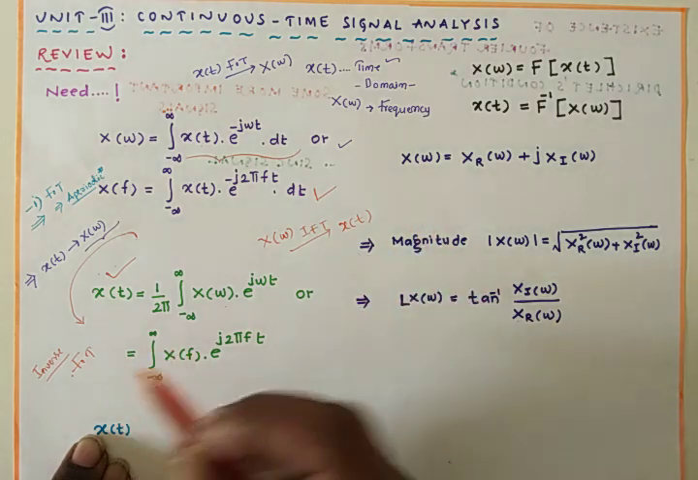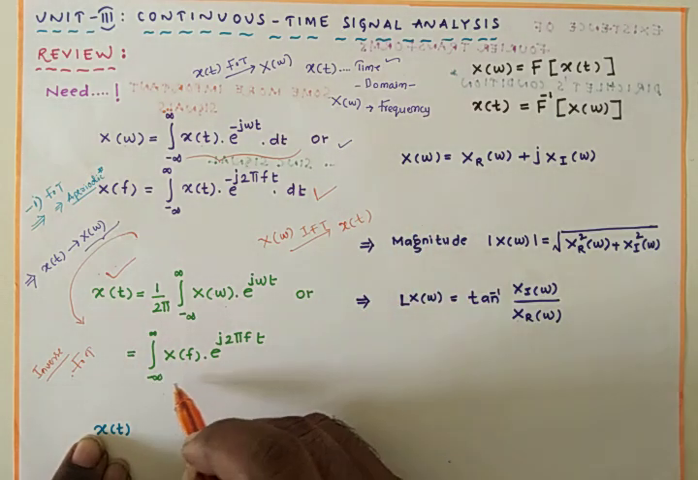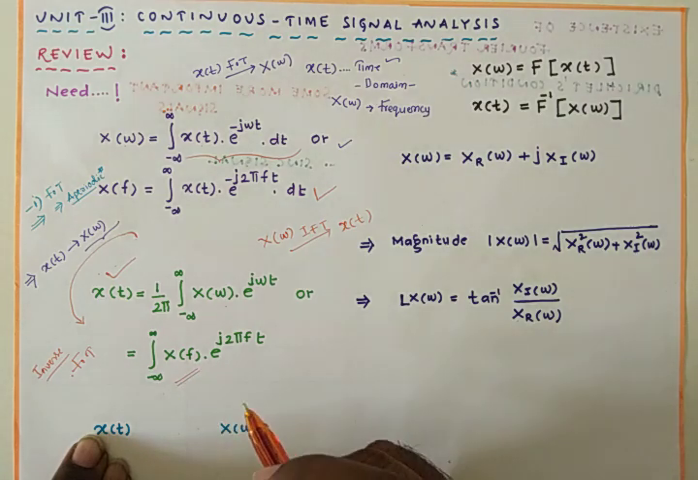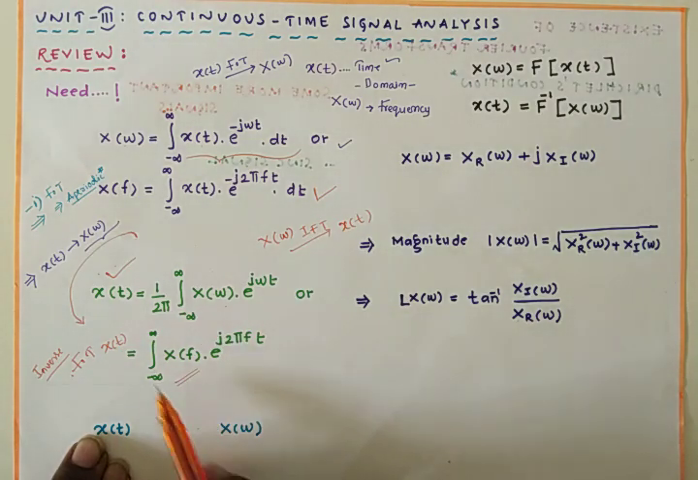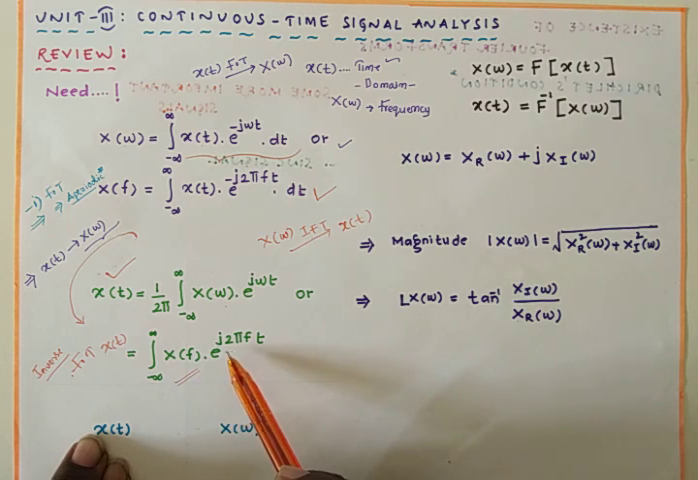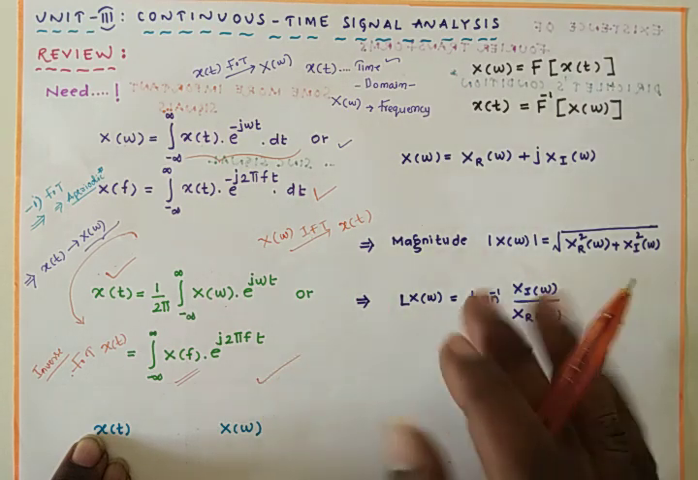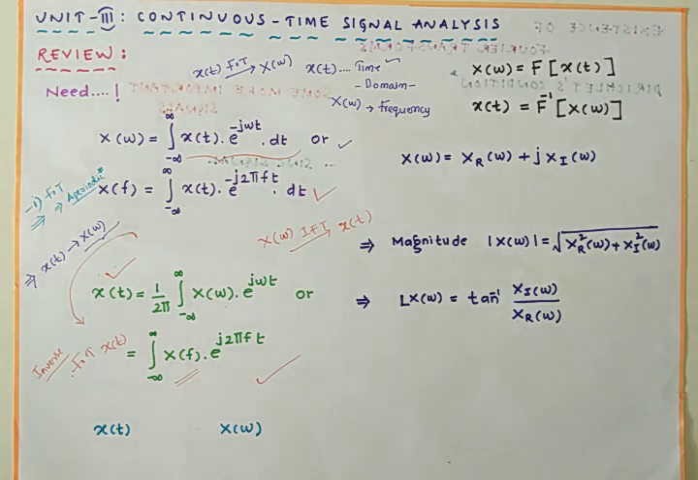And if you have the signal in the normal frequency domain, and you want to find the corresponding time domain signal, it is the integral from minus infinity to plus infinity of x of f into e to the power of j 2 pi f t df. These are the two standard formulas, and from these we can convert the time domain signal into the frequency domain signal, or the frequency domain signal into the time domain signal.